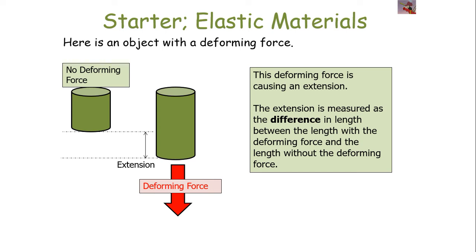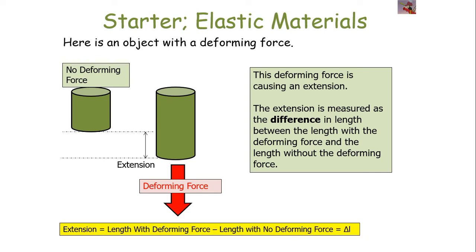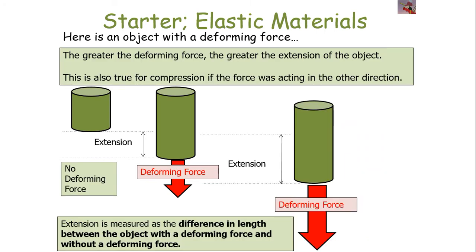Now, the extension is measured as the difference in length between the length with a deforming force and the length without the deforming force. So extension is the change in length of the material, or delta L. So it is the length with a deforming force minus the length with no deforming force. So just remember, the greater the deforming force, the greater the extension of the object, which is also true for compression, just in the other direction.